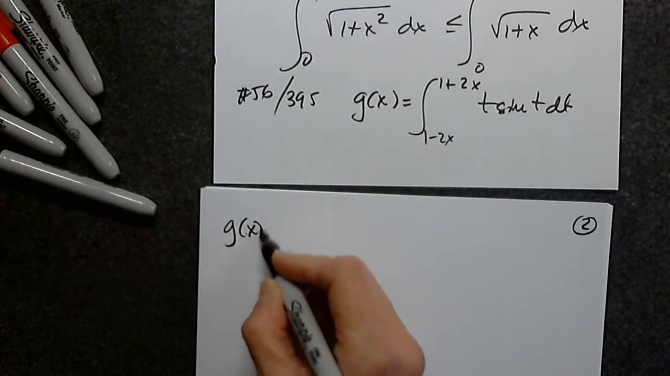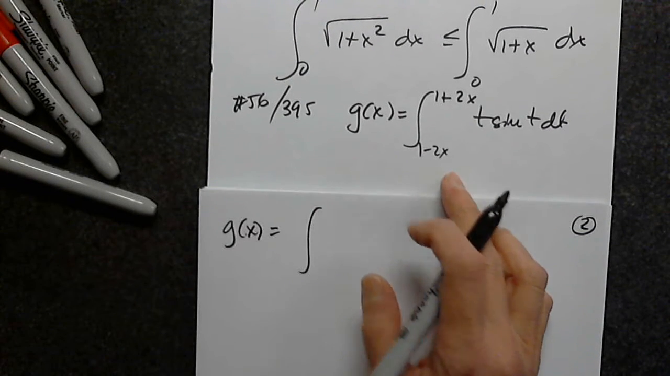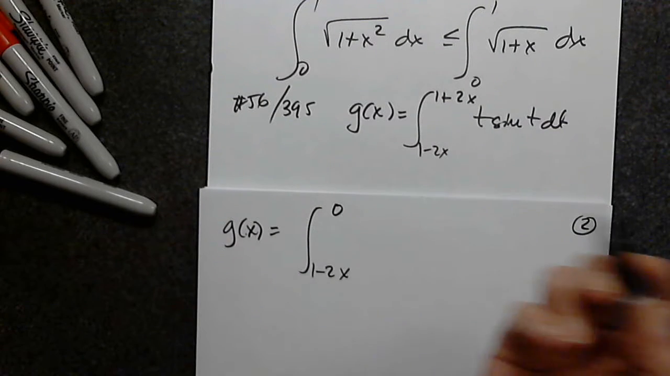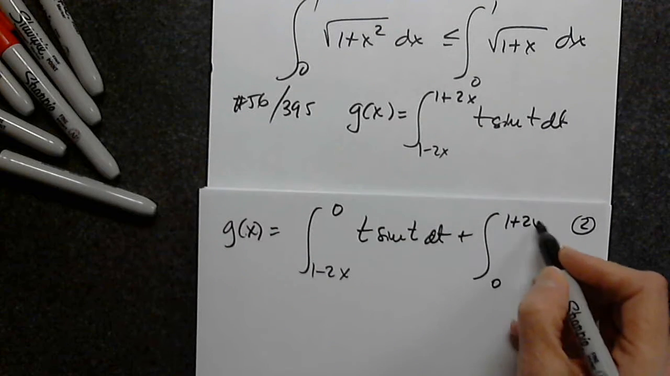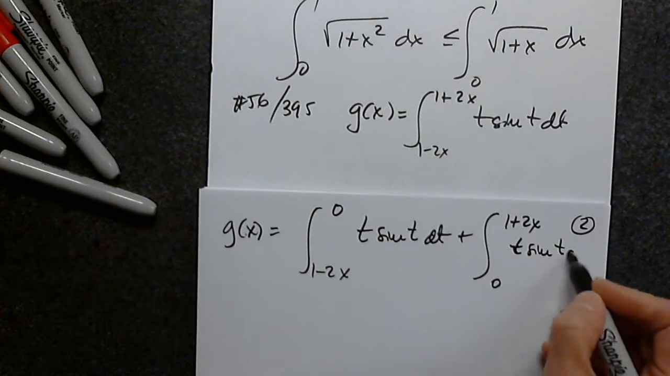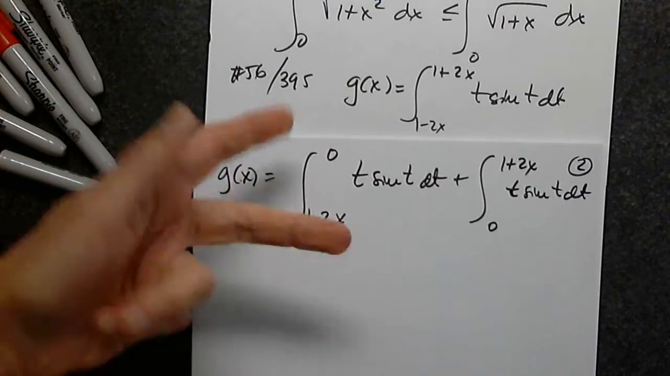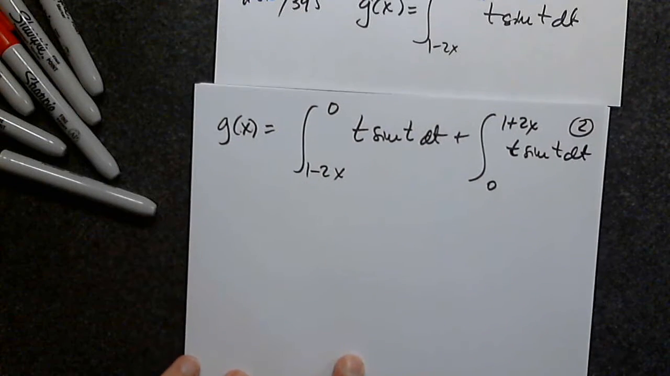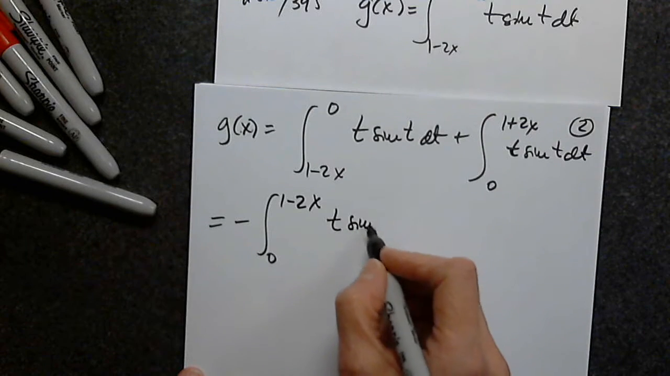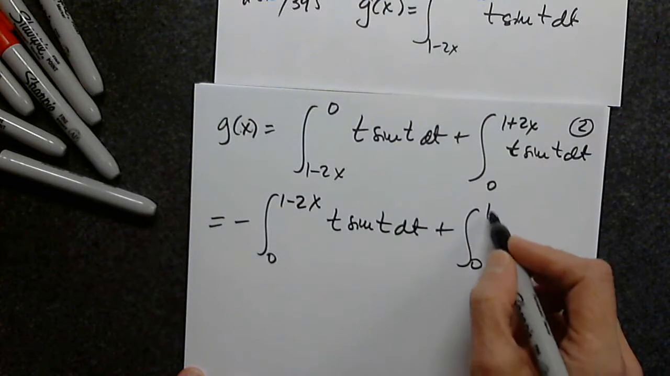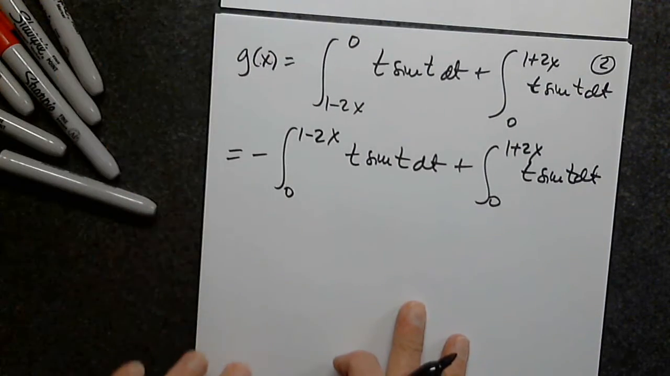So remember, I have to break it up because if the lower limit is not a number, I can't differentiate. So the integral from 1 minus 2x to 0 of t sine t dt plus the integral from 0 to 1 plus 2x of t sine t dt. So this one is ready for differentiation, but this one is not, and I'm going to reverse the limits of integration. So I have negative the integral from 0 to 1 minus 2x of t sine t dt plus the integral from 0 to 1 plus 2x of t sine t dt. And now this is ready to differentiate.